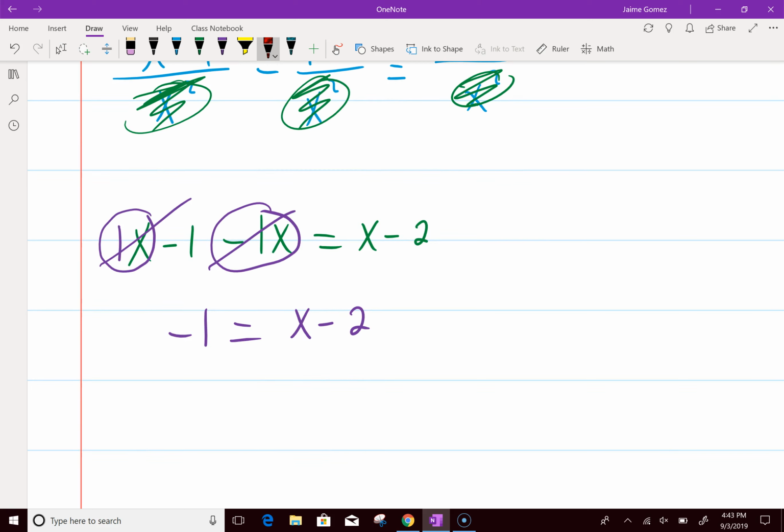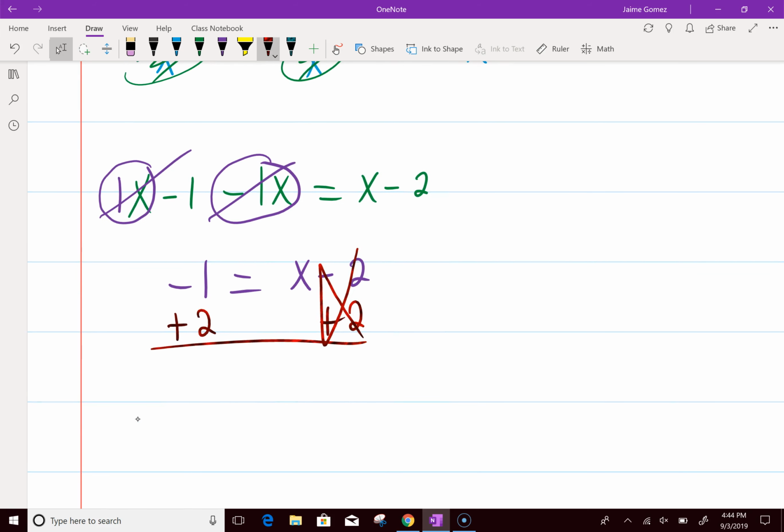I want to get the x by itself, so I only have 1x left, so then move the numbers to the same side. So plus 2. Negative 1 plus 2, that'll give me 1 is equal to x.